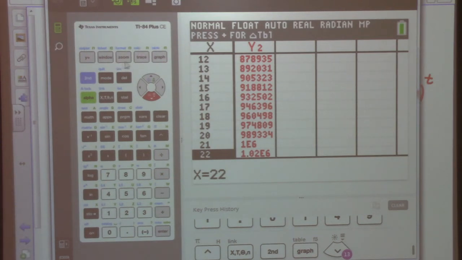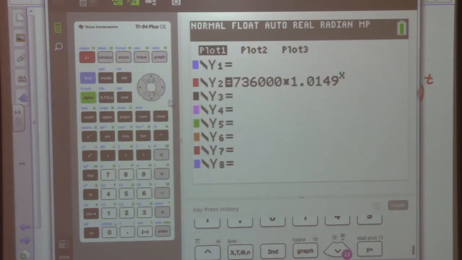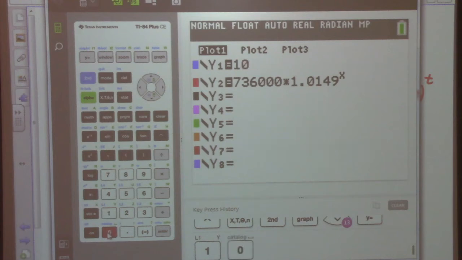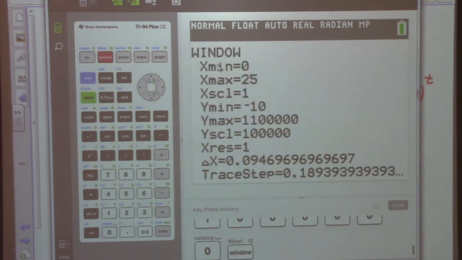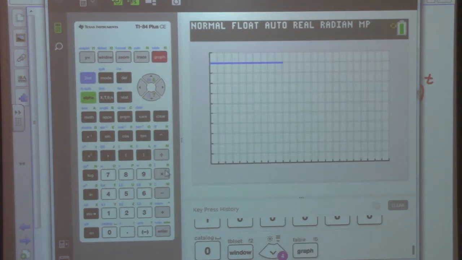What you can do is graph a second function, which is 1 million, and then we have to get our window set up right. So I'm going to go, that's going to be enough time, 25 years. I'm going to go from zero, minimum will be fine, to 1.1 million. So we graph, and this is what we see here.